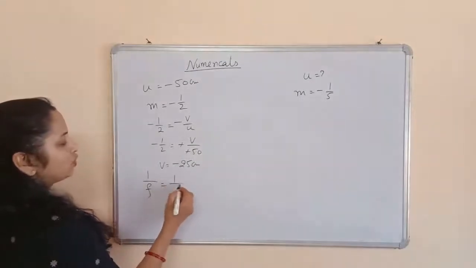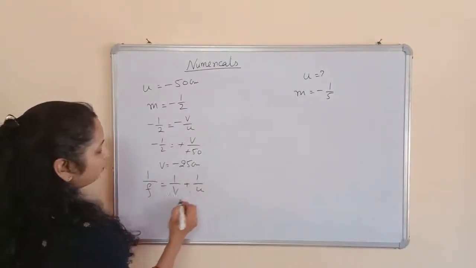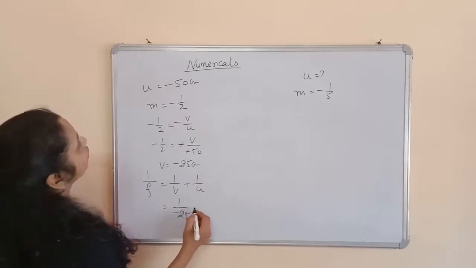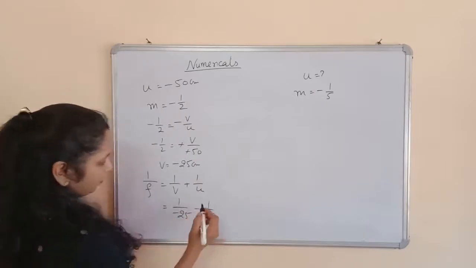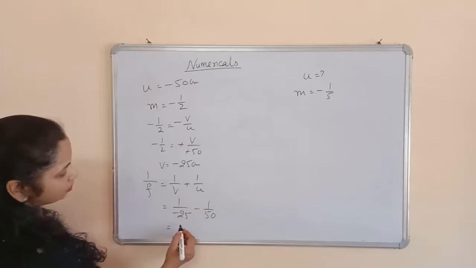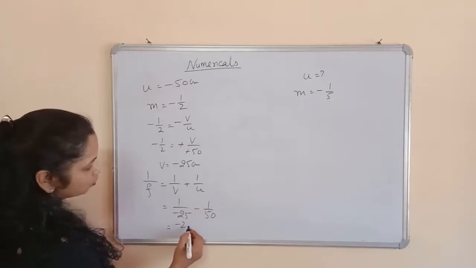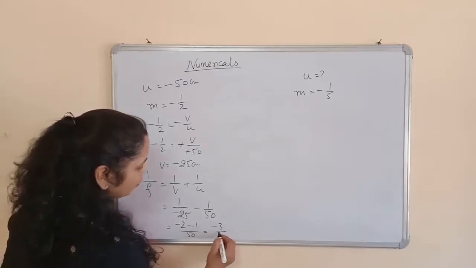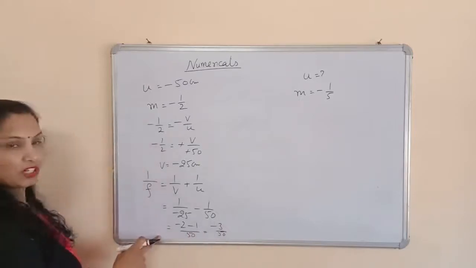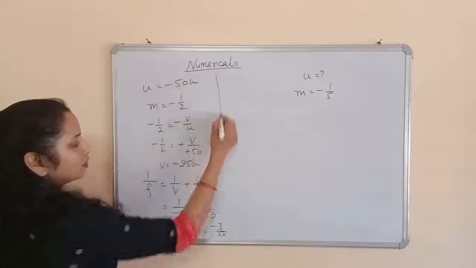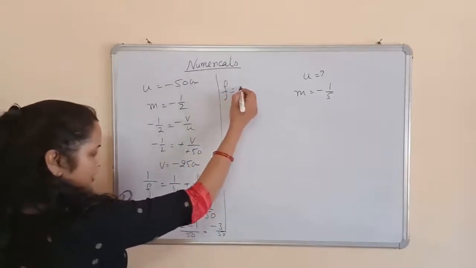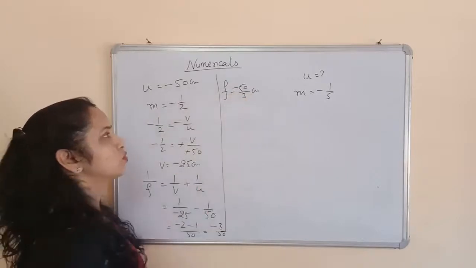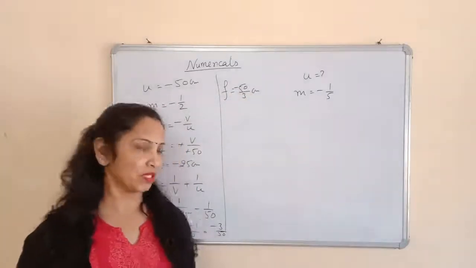So 1 upon F is equal to 1 upon V plus 1 upon U. You can solve it, just do your maths numericals. So what is the LCM? 50. So minus 2 minus 1 upon 50, it will be minus 3 upon 50. So this is the value of 1 upon F. So we can say that F is minus 50 upon 3 centimeter. F will be negative because it is a concave mirror.